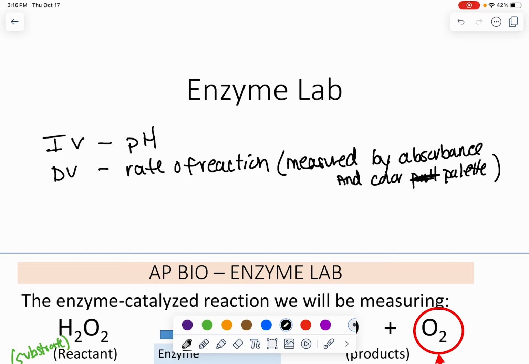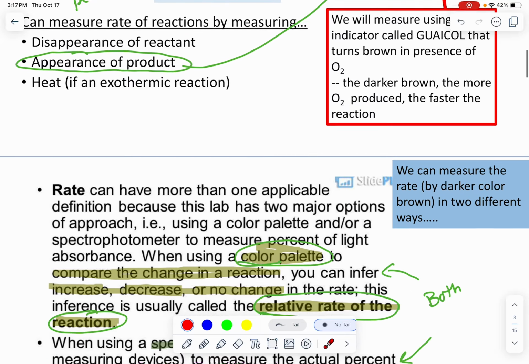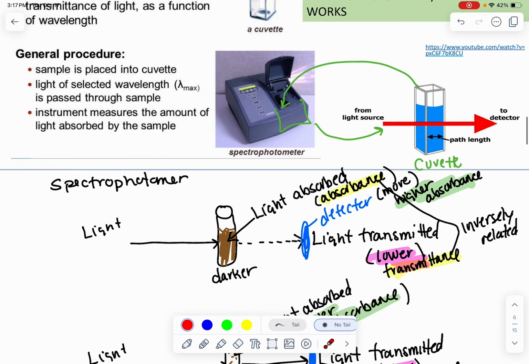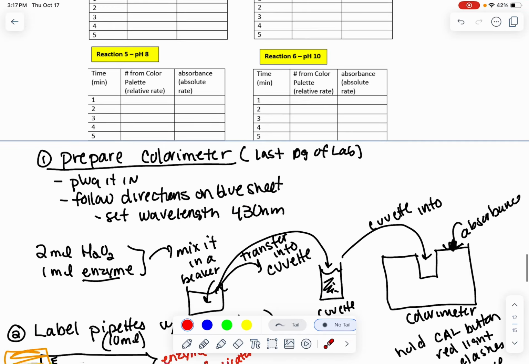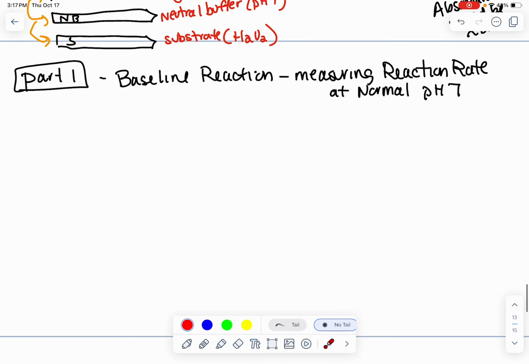But before we even do the real reaction, where we alter the different pHs, everybody's going to do a baseline reaction at the normal pH. It's sort of like our control group. So we're going to do a baseline reaction, measuring it at normal pH. We want to see what the rate of the reaction is just normally.